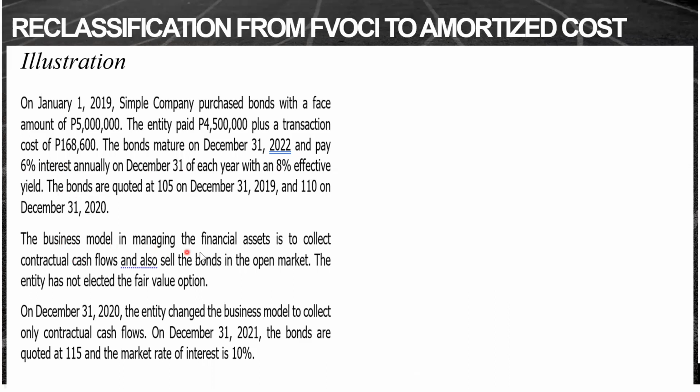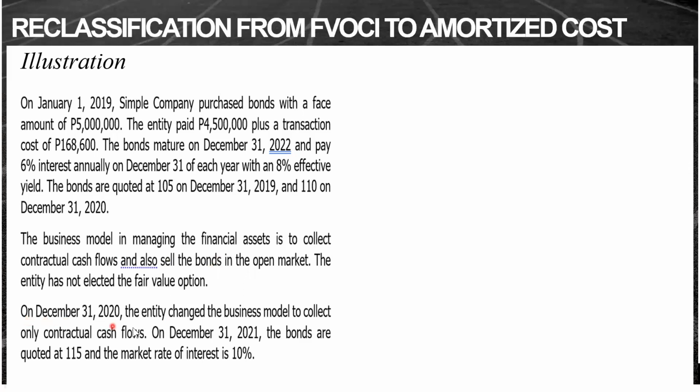So the business model in managing the financial asset is to collect contractual cash flows and also sell the bonds in an open market. The entity has not elected the fair value option. So this statement is telling us that the entity is accounting for their investment in bonds under FVOCI, because aside from collecting contractual cash flows, they also intend to sell the bonds in the open market.